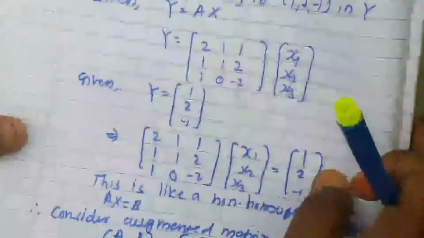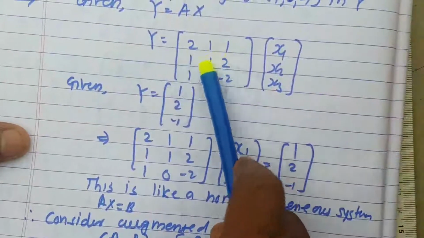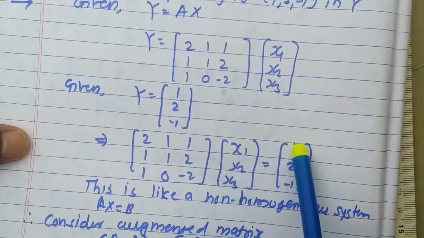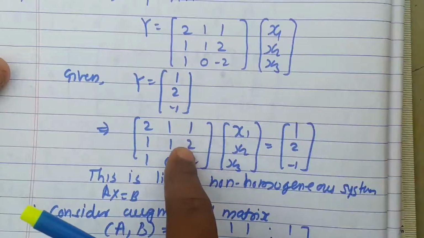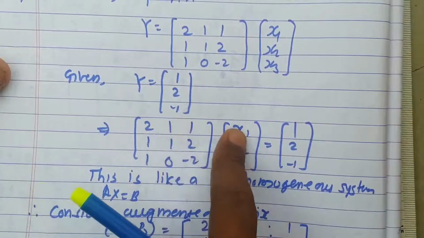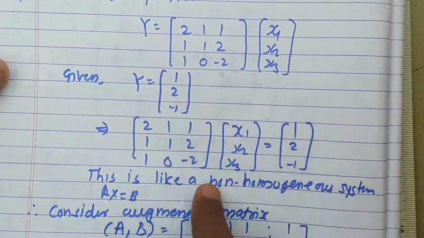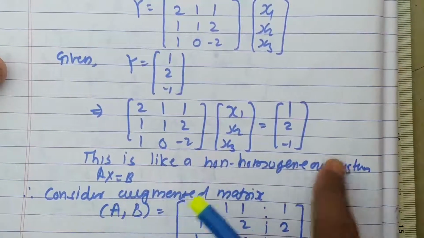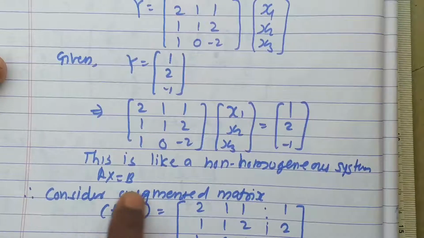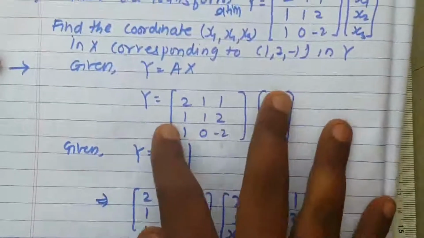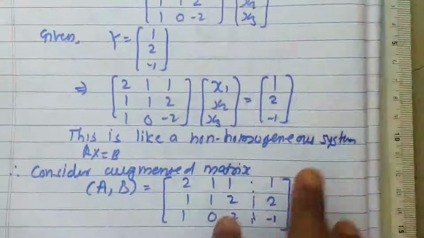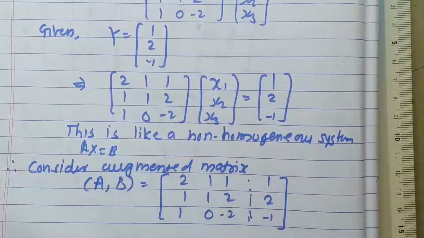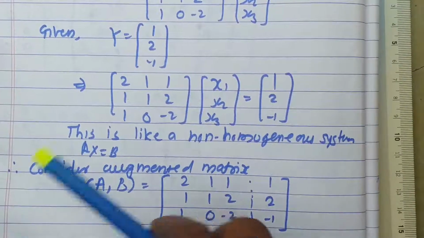Let us put the value of y in this equation. This is A into x, and this is the value of y I have substituted. Now if you see these three matrices, it is the product of A with x, and it results in some constant matrix b. So this is a non-homogeneous system, Ax equal to b, which we have already done. Whenever you have such a problem based on linear transformation, you will ultimately get a non-homogeneous system, and we know how to solve it.